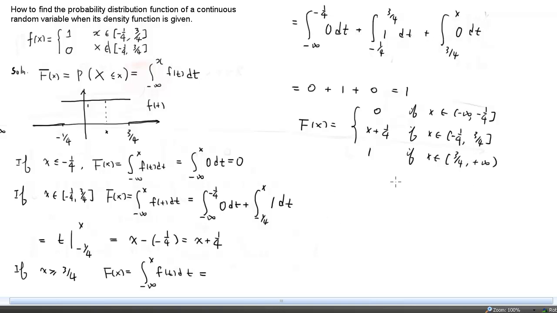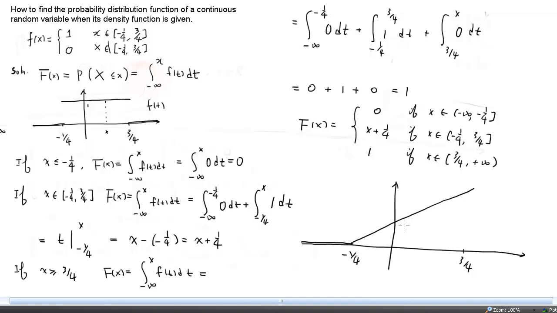And we can also easily sketch its graph. I cannot really draw very straight, but we have negative 1/4 here and 3/4 here. Between negative infinity and negative 1/4, we have 0, just a little bit above 0 so you can see it. Then this is x plus 1/4, so this point should be 1/4, and the angle is 45 degrees. After that, it's again a straight line, and the value here is 1.